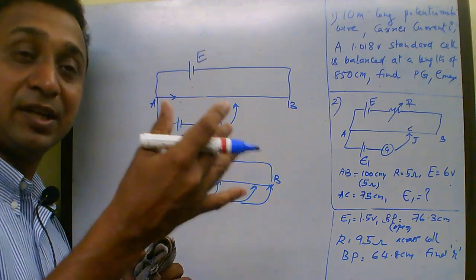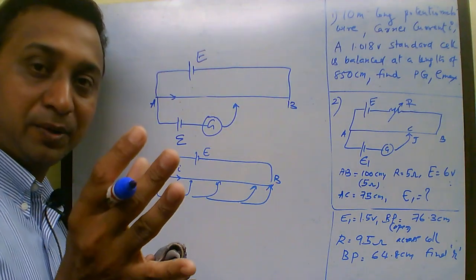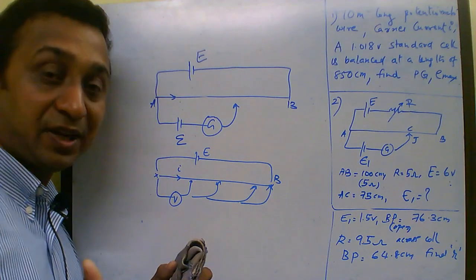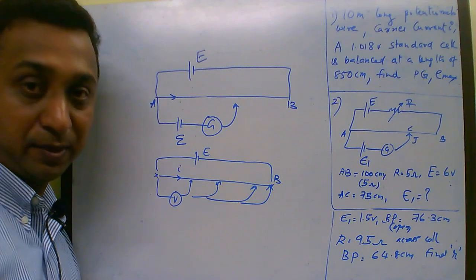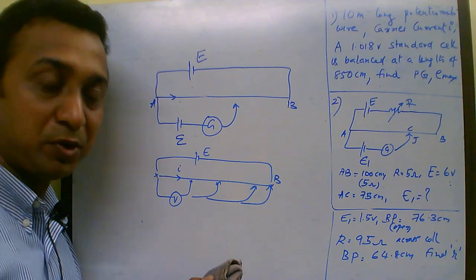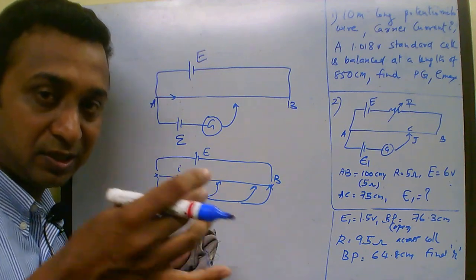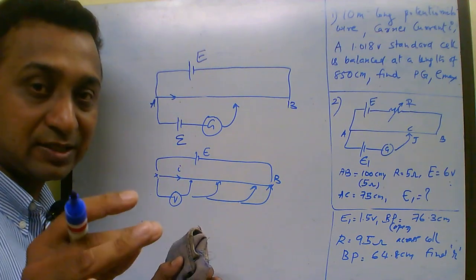The same logic: when the circuit is open, the maximum potential difference which the cell can provide is called the EMF, and when the current flows through the circuit, the potential difference you measure is called the terminal voltage.